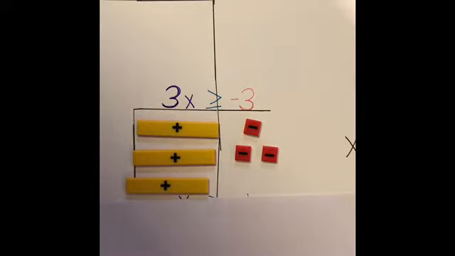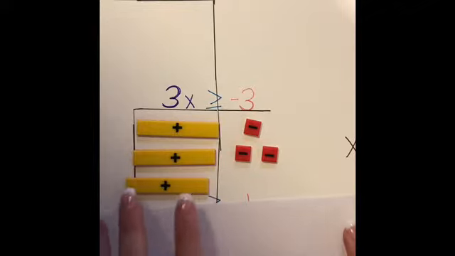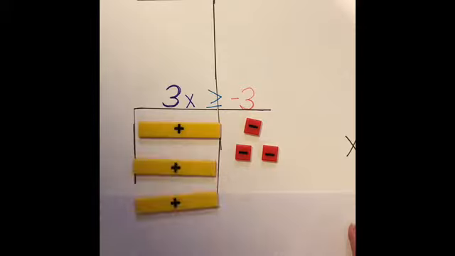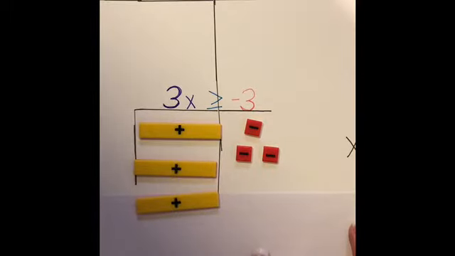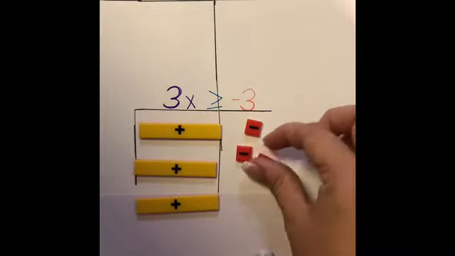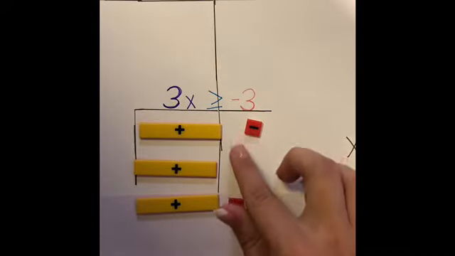Since we are left with 3x, we are going to have to find a way to find the value of just one of those x's. To do this, we are going to divide those 3 x's into 3 equal groups. And when we are dividing on the left side, we need to do the same thing on the right side. So we're going to divide these into 3 equal groups.